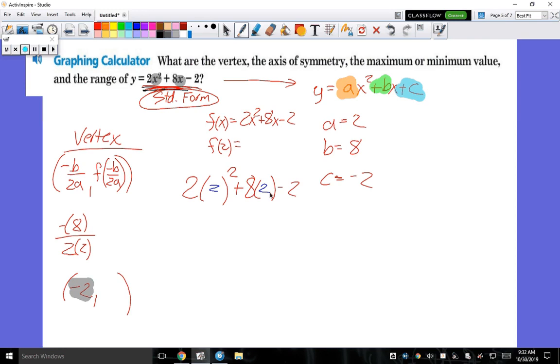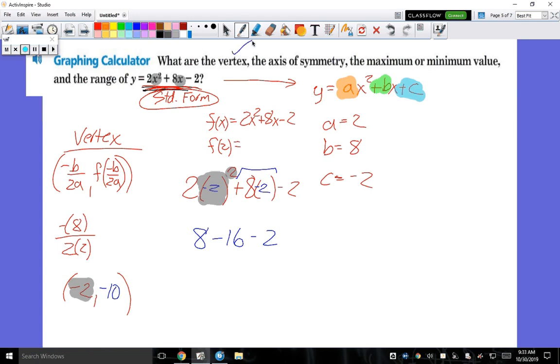Did you already go to the final answer? Oh, thank you. Negative 2, which is very important. What will that be? Positive 4. So we have 8 times 4. Whoops. What will this become? Negative 16. A lot of mistakes with negatives tend to happen here. And then minus 2. What's my final answer? Negative 10. So negative 2, negative 10 is the vertex.